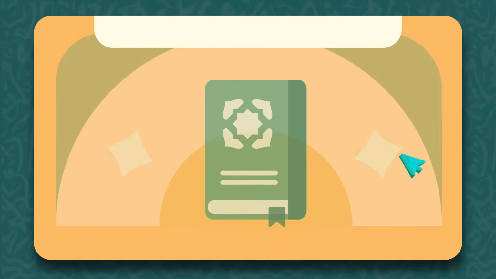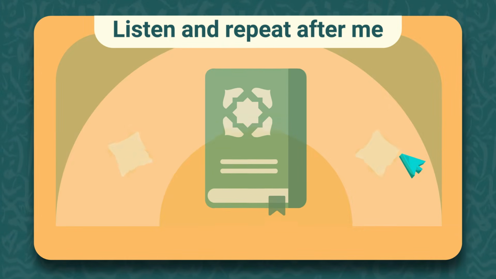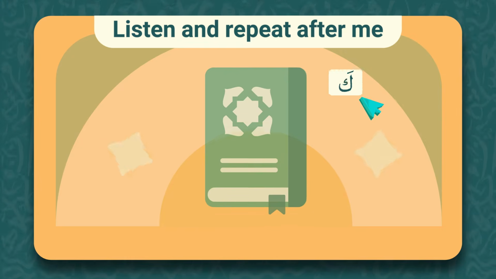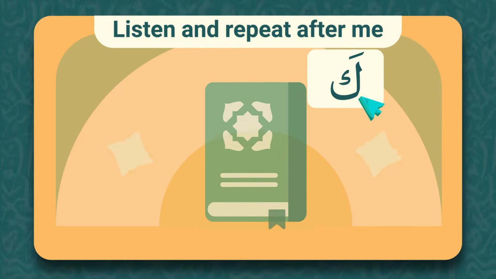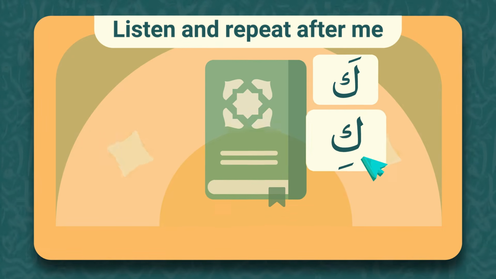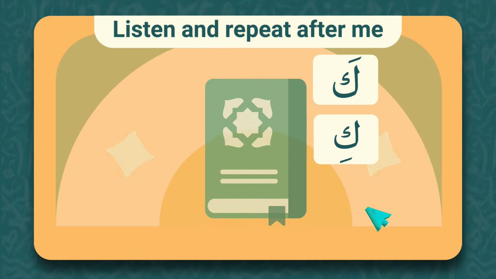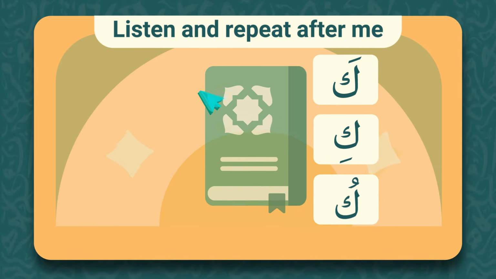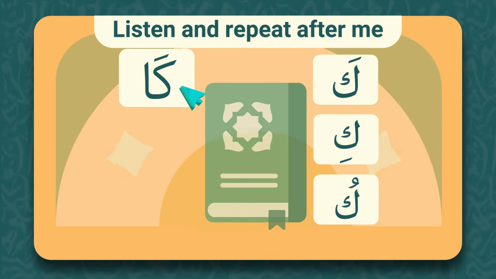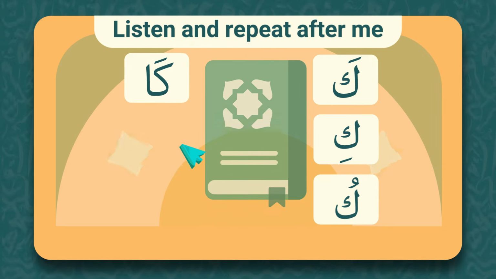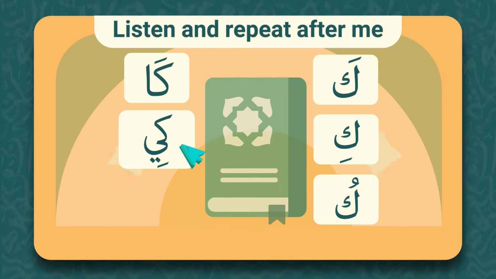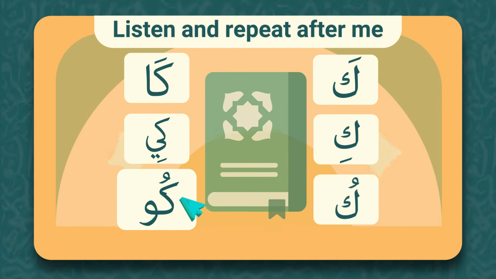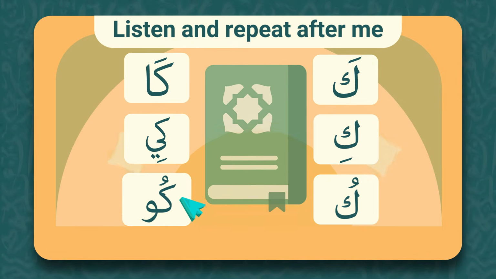Let's practice together. Listen and repeat after me. Short vowels: ka, ki, ku. Long vowels: ka, ki, ku.